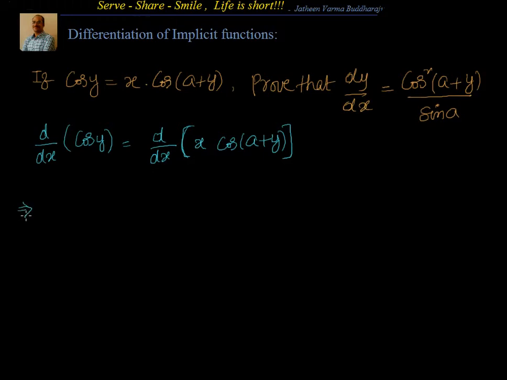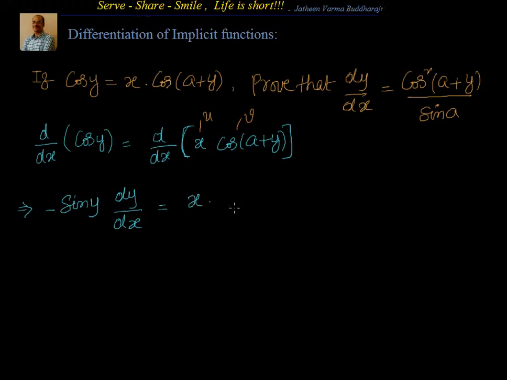Let's look at the left hand side. D by dx of cos y: the derivative of cos x is minus sin x, so can I say minus sin y, and you know that whenever I have a term with y I have dy by dx with me, so that becomes minus sin y dy by dx equal to, here I have u and v, so I have to apply the product rule. This becomes d by dx of x, uv, d by dx of uv is u into v dash, u is x multiplied with v dash.